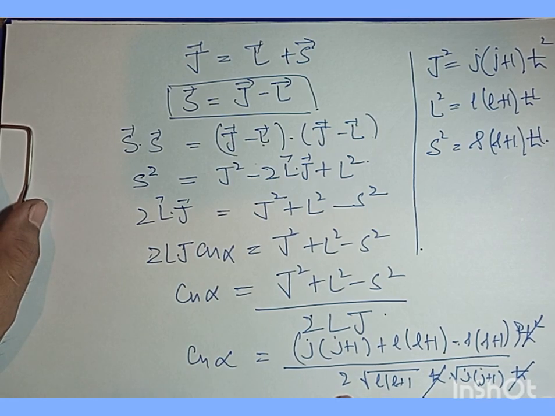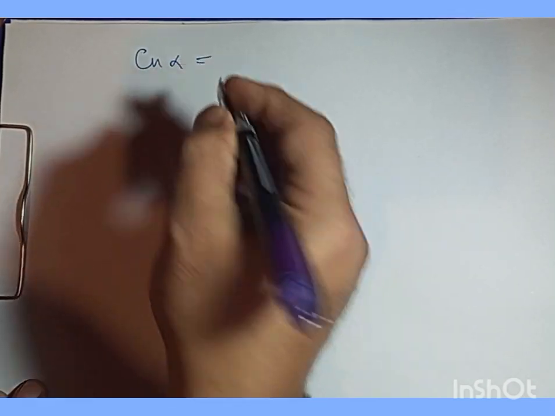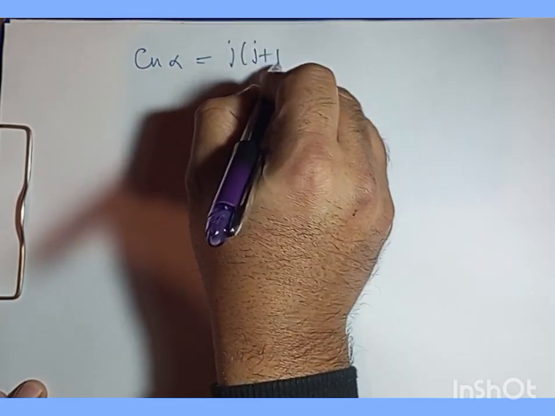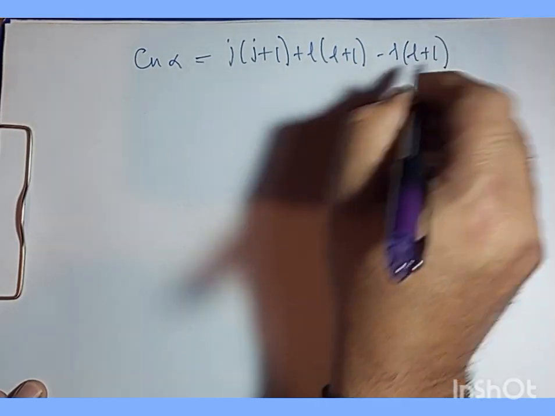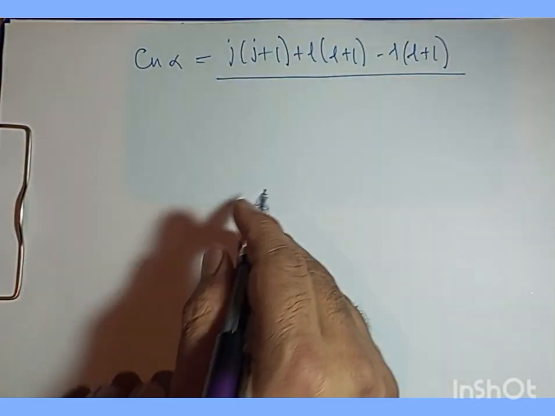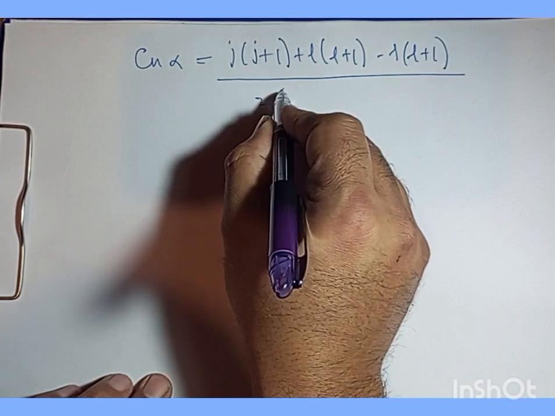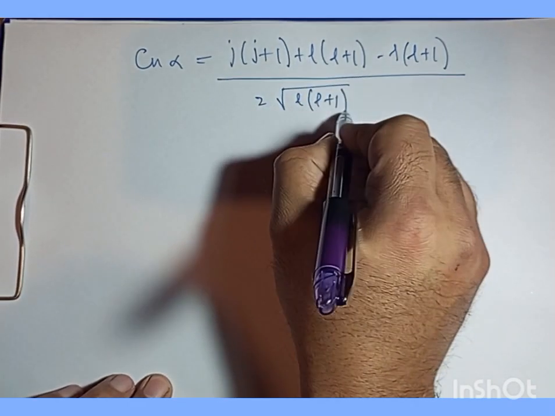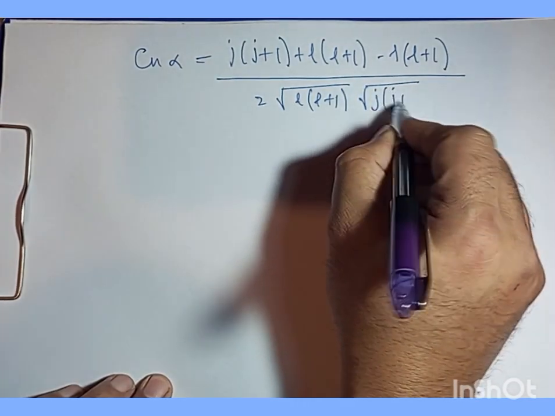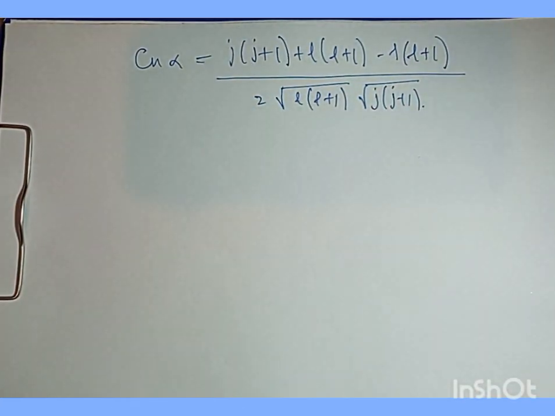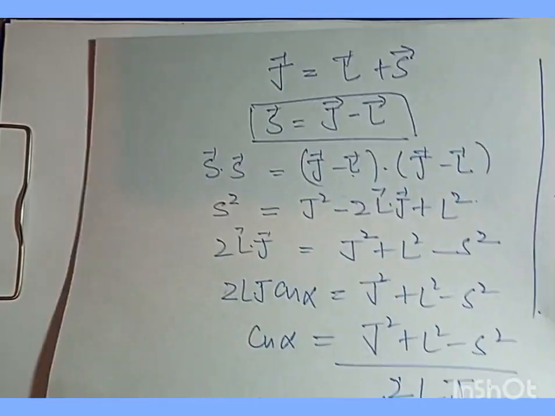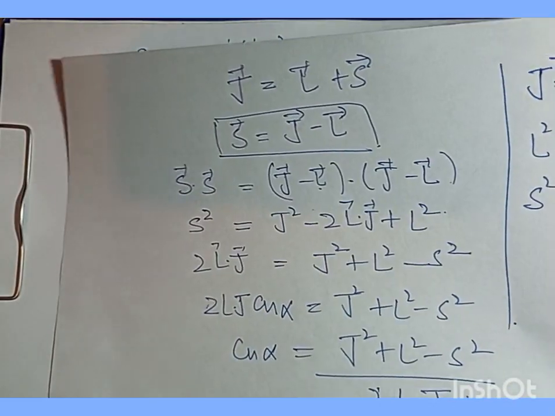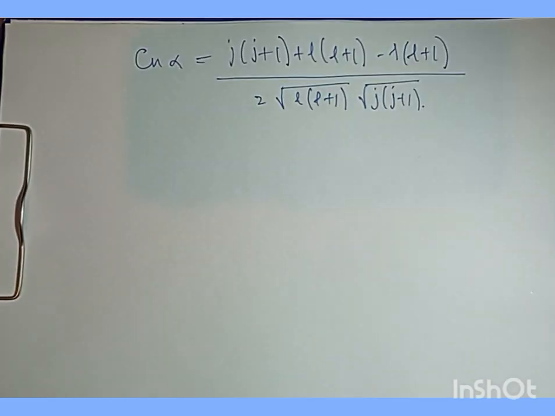So we will have cos alpha. So what will be cos alpha? This cos alpha will be J times J plus 1, plus L times L plus 1, minus S times S plus 1, whole divided by 2 times under root of L times L plus 1, under root of J times J plus 1. That should be the case, and this ħ square is out. We have got rid of this ħ square. So cos alpha is equal to all this that we have.